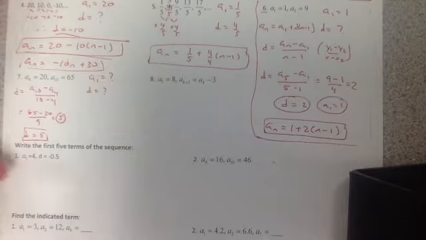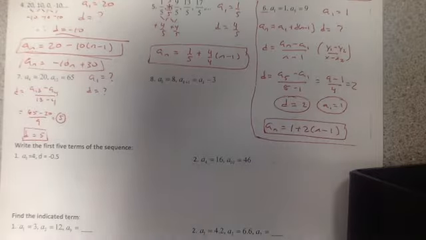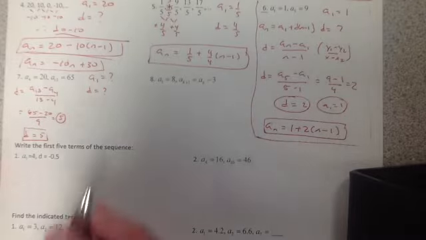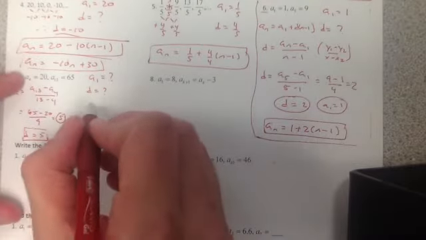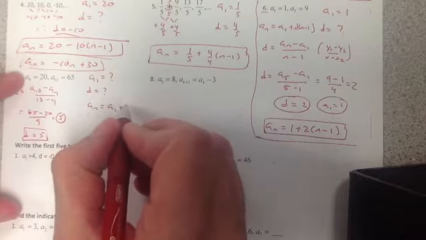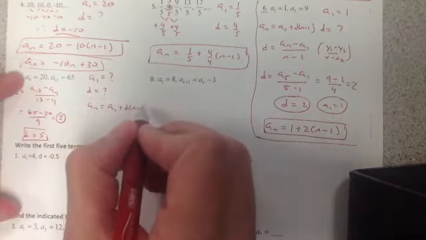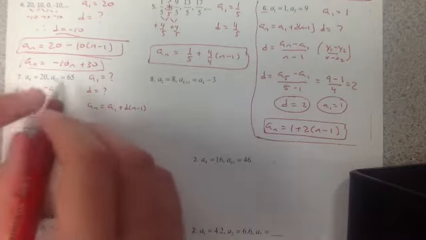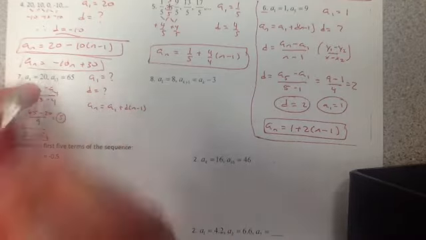Now to get a sub 1 here, we're going to use a little bit of mathematical trickery here. Nothing terribly bad. We are going to use our formula again. Remember, a sub n equals a sub 1 plus d times n minus 1. I'm going to use either one of these. I will use 20.